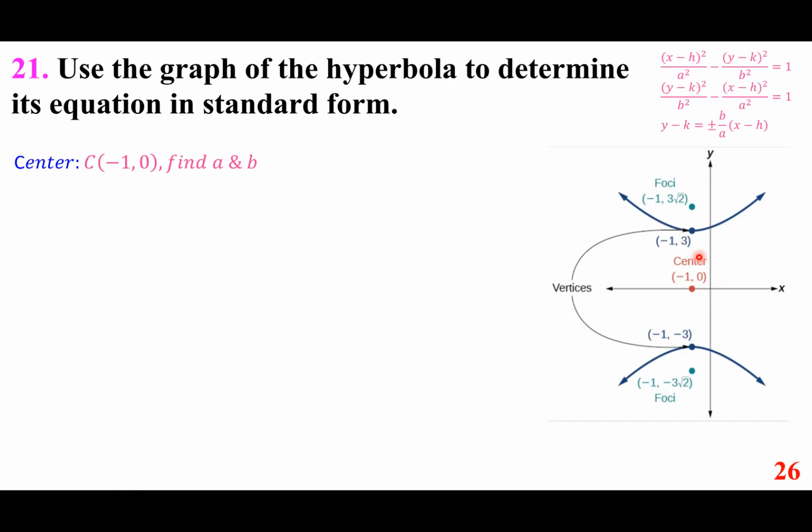Since it opens up, we can see this distance. From here to here, we can find the b since it opens up. This is located at (-1, 3). This is located at (-1, -3). So this distance equal to this distance equals b, which equals 3. Clearly, 3 units.